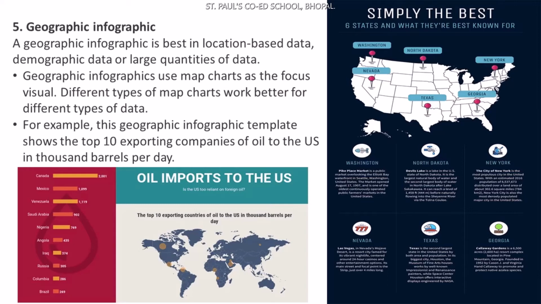And the geographic infographic template on the right hand side shows 6 states and what they are best known for. First is Washington, North Dakota, New York, Georgia, Texas, and Nevada. So this is about the geographic infographic templates.